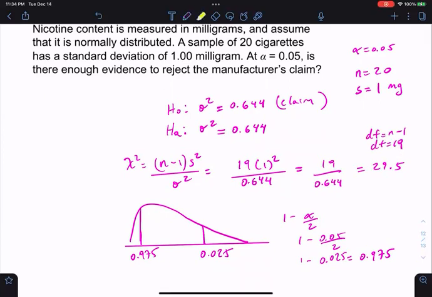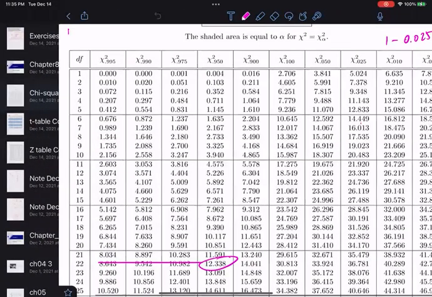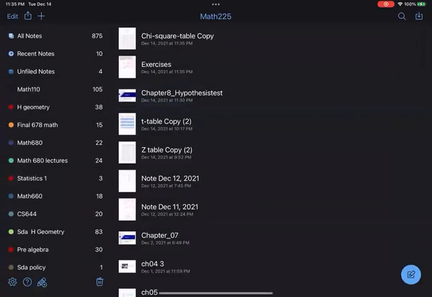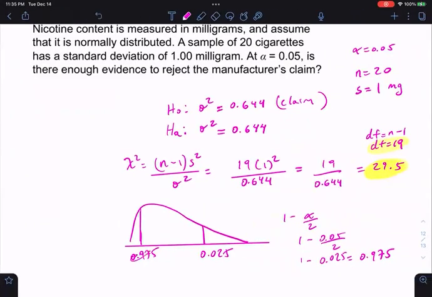So that's right here, right? So we need to look for those values and then compare with the test value, right? So, okay, let's see what we get. So 0.975 and 19. So that's 8.91. So this is 8.91.